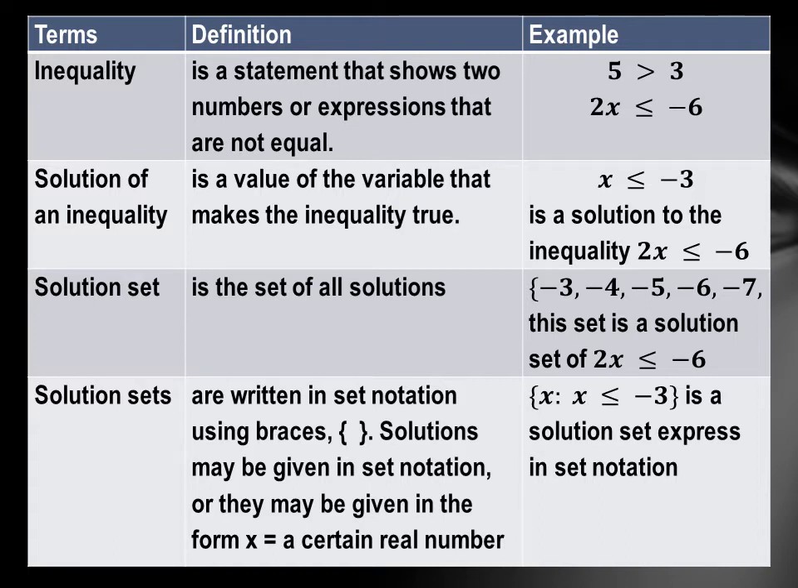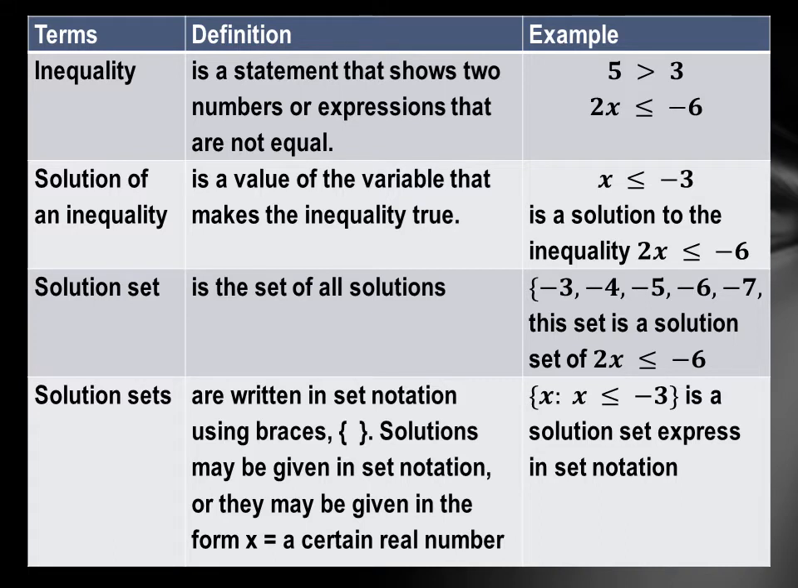Solution of an inequality. It is a value of the variable that makes the inequality true. For example, x is less than or equal to negative 3 is a solution to the inequality 2x is less than or equal to negative 6. We have also a solution set. It is the set of all solutions. For example, we have negative 3, negative 4, negative 5, negative 6, negative 7. This set is a solution set of 2x is less than or equal to negative 6.